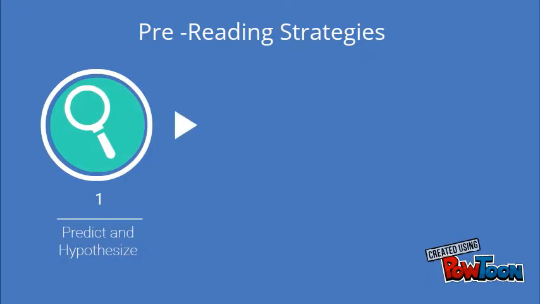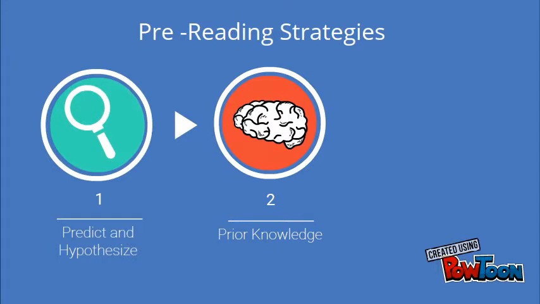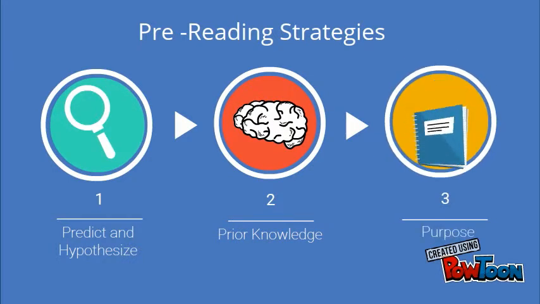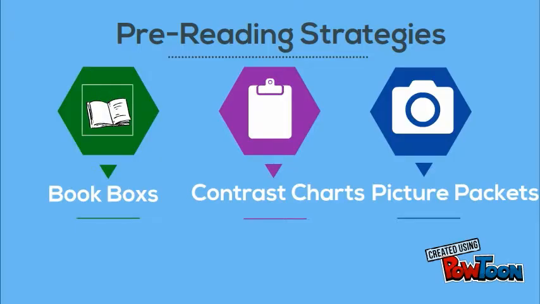They help tap into students' prior knowledge, and they give students a purpose to make them want to read a book. The three pre-reading strategies we're going to look at are book boxes, contrast charts, and picture packets. Book boxes are a good way to get students interested in a new book.